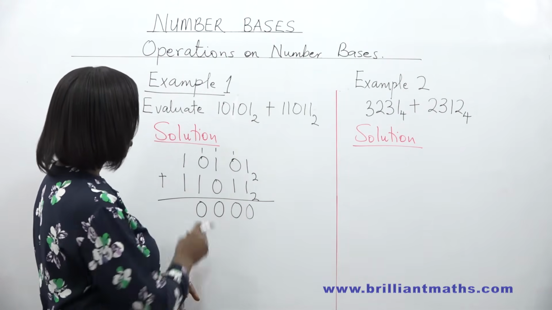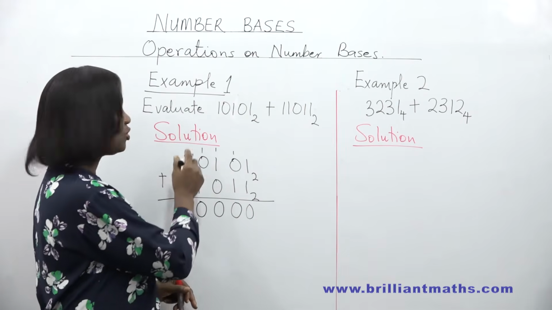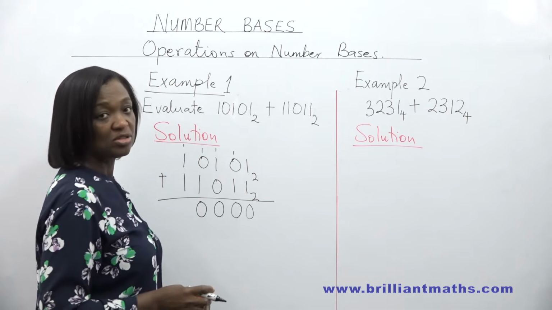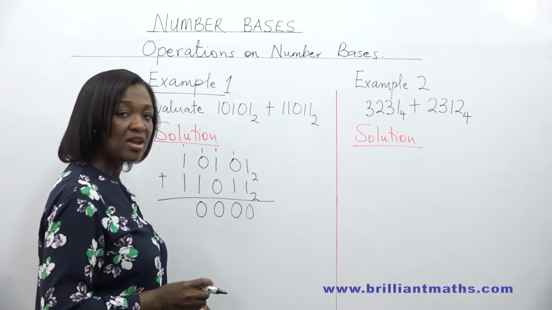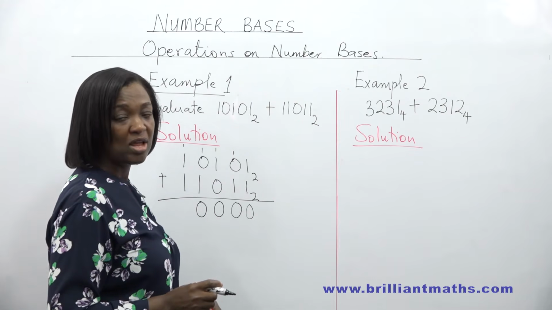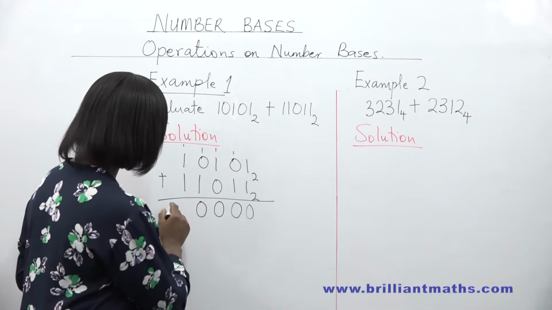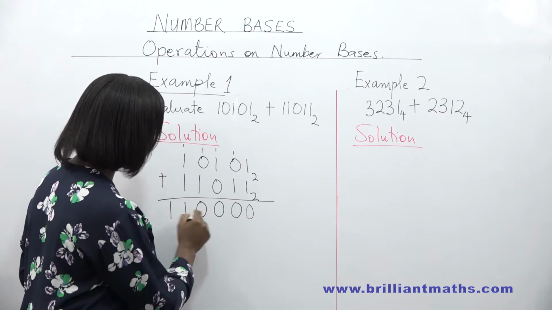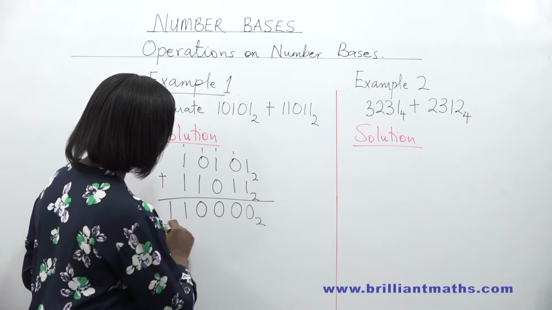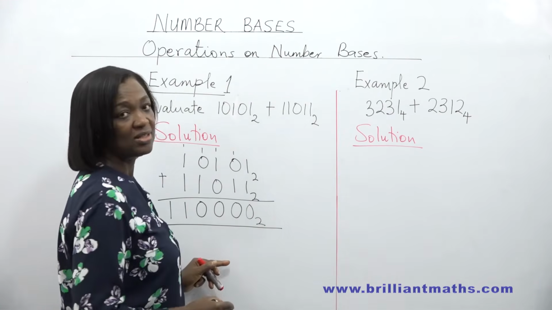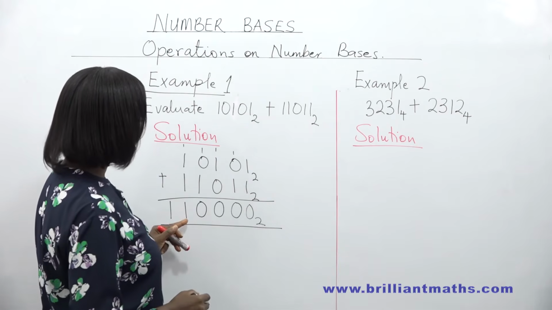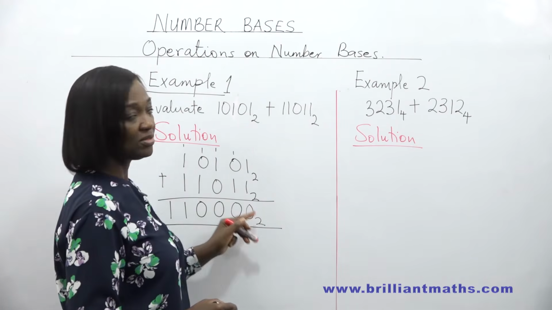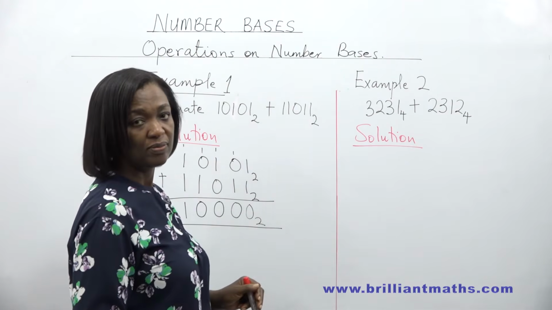Carry 1. 1 plus 1 plus the 1 we have carried on is 3. 3 divided by 2 is 1, remainder 1. So that gives us 1, 1, and is in base 2. And that's the answer: 1, 1, 0, 0, 0, 0, base 2.